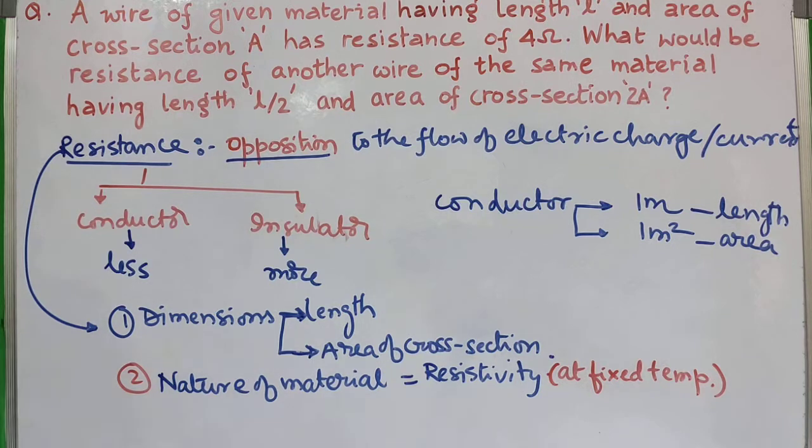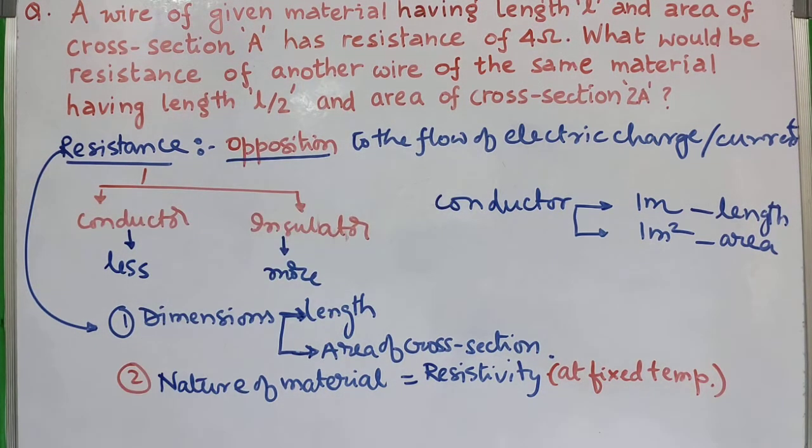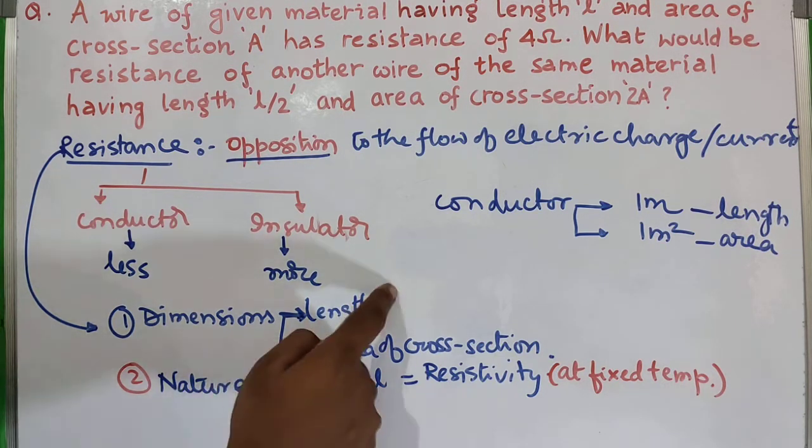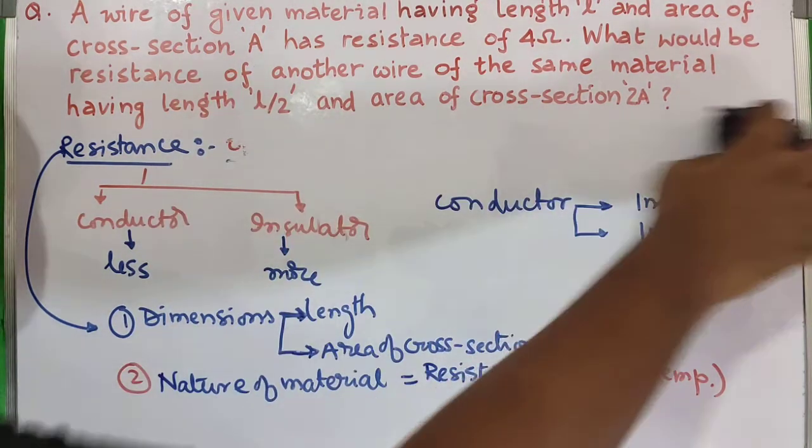So what is resistivity? It is a characteristic property of the material to oppose the flow of current. We denote that value for a conductor of length 1 meter having cross-sectional area of 1 meter square. So these are the factors on which the resistance depends. And how they depend on length, on the area of cross-section and on the material, let's try to understand that.